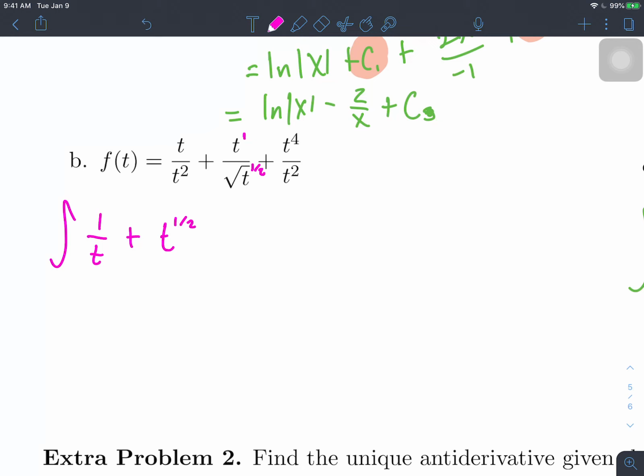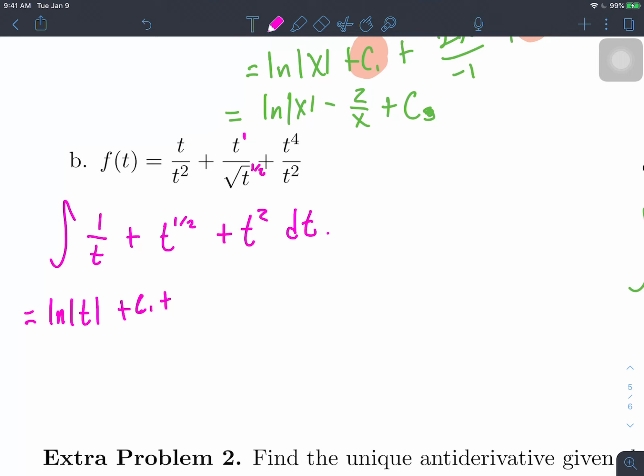Plus t squared, dt. Okay, I know I can treat each piece individually. What comes first for the 1 over t, the antiderivative? Would it be ln absolute value of t? Yep. Plus, would you do plus c? Sure, we can do plus c for each of them if you want, but why don't we just combine all the c's at the end? Okay, I'll write plus c1.